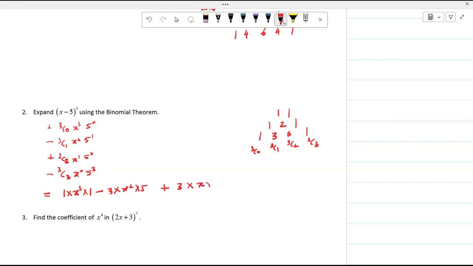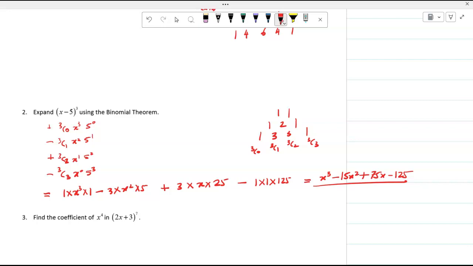3 into x into 25. Okay. Correct? Minus 1 into 1 into 125. So then if you simplify this, this is x cube minus 15x square plus 75x minus 125, which is the binomial expansion of (x minus 5) cubed.